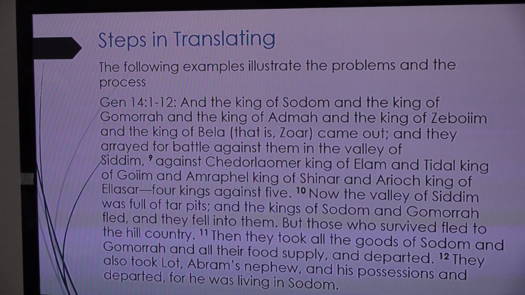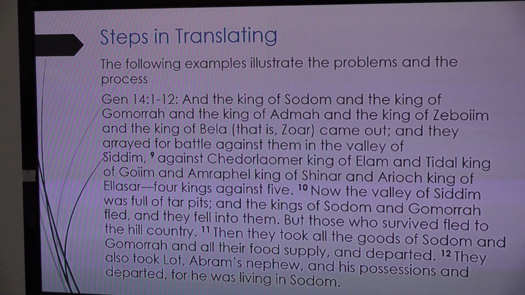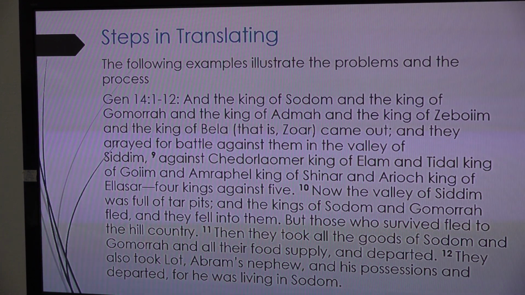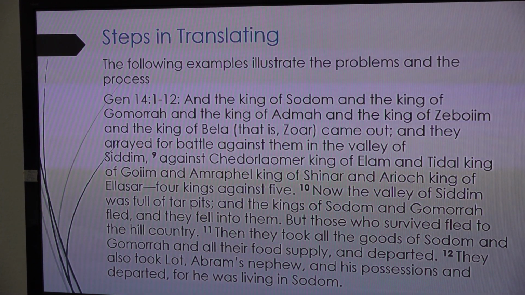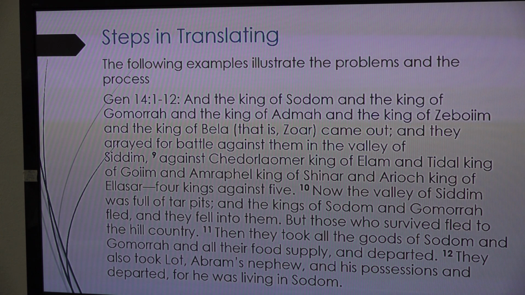So, picking up in verse 8, the king of Sodom and the king of Gomorrah, etc., against, verse 9, 4 kings against 5. And then we've already talked about verse 10. The valley of Siddim was full of tar pits, and the kings of Sodom and Gomorrah fled. And they, i.e., soldiers from Sodom and Gomorrah, some of them fell into these pits, and some of them escaped to the hills. Okay?